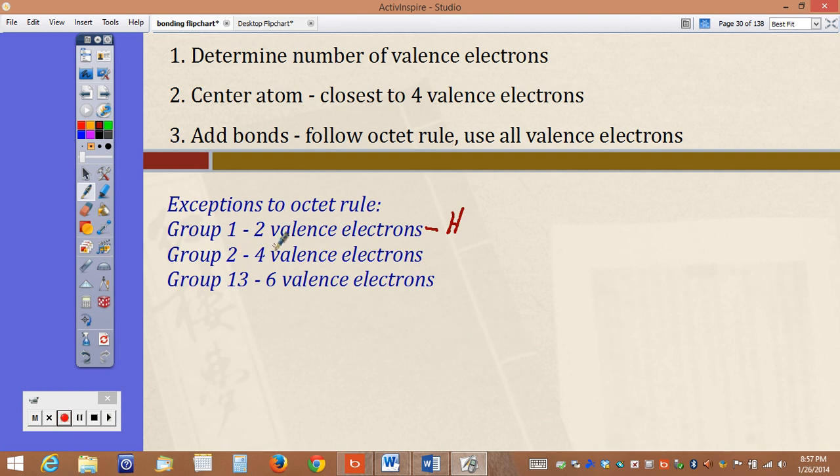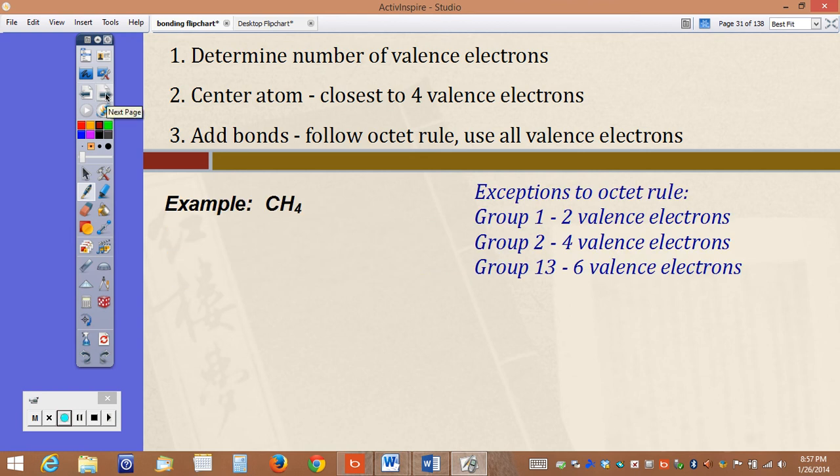Atoms in group 2 will end up with 4 valence electrons. This is not very likely to happen in covalent molecules because covalent molecules usually have nonmetals only. Group 13, and the biggest example of this would be boron, will end up with 6 valence electrons. Let's try some examples of this.